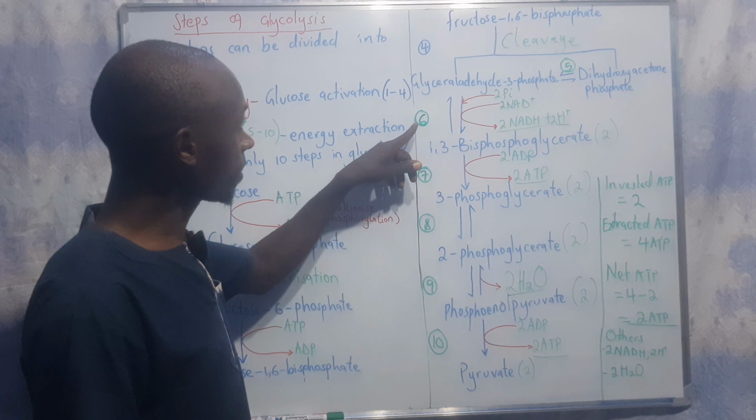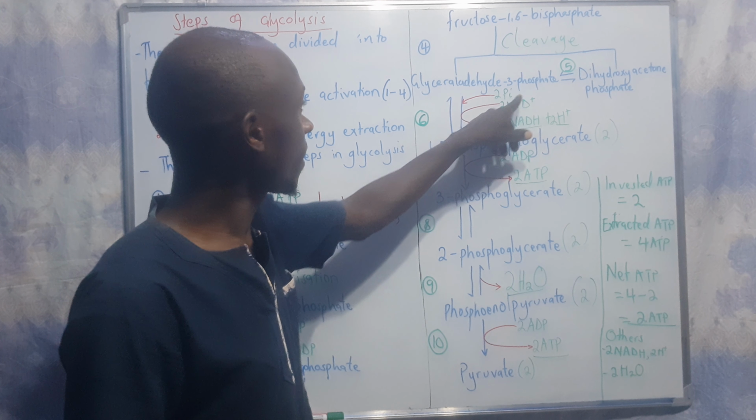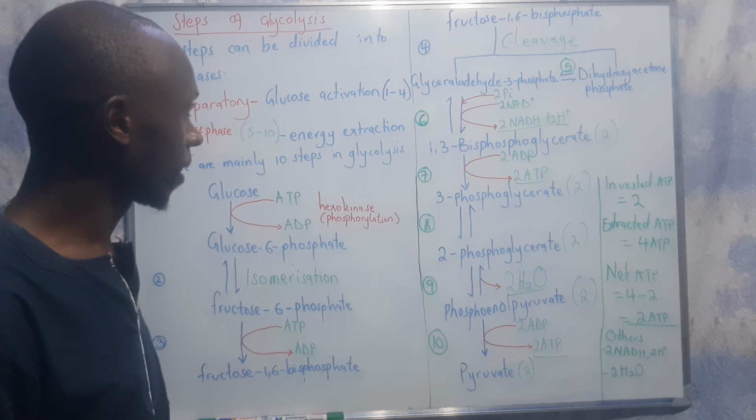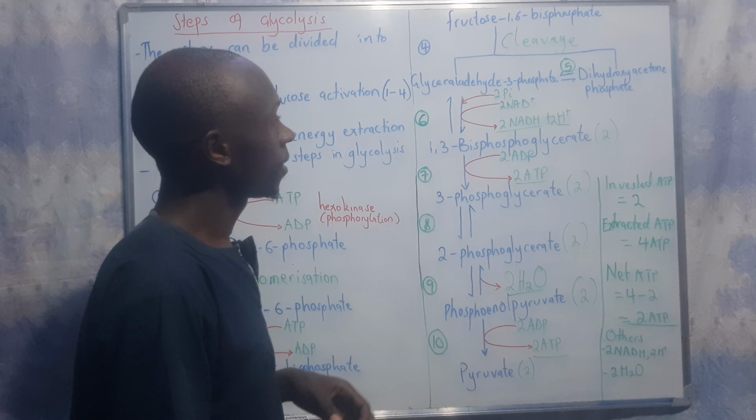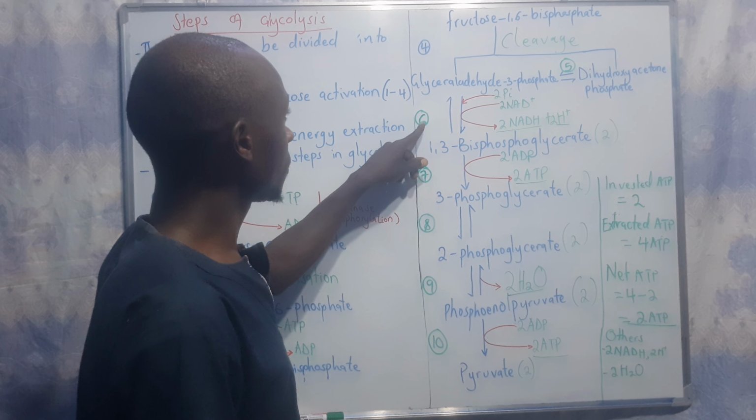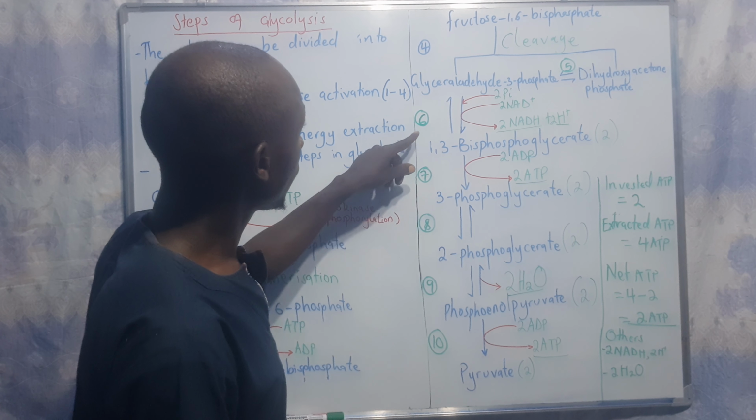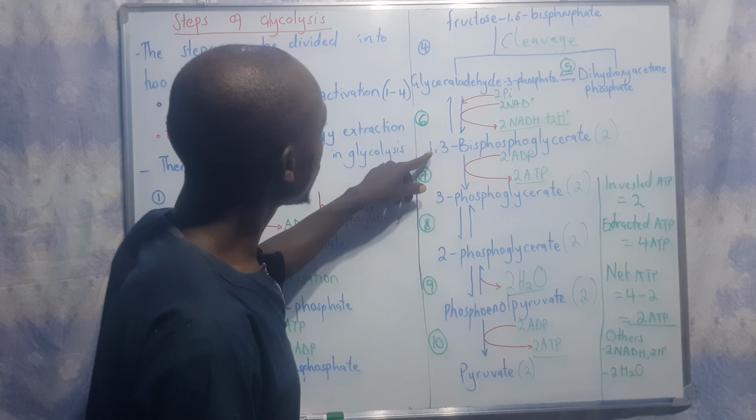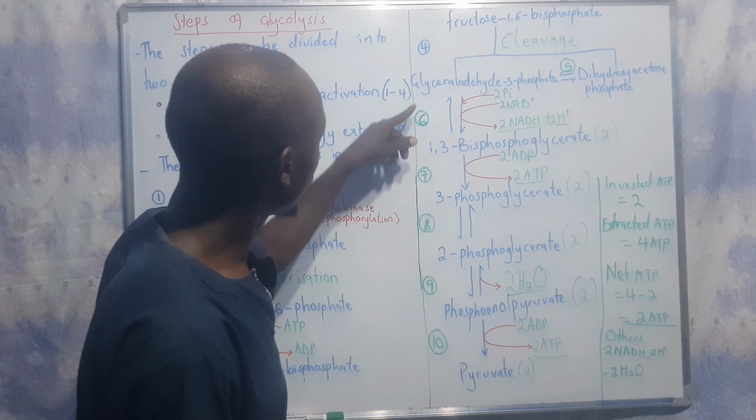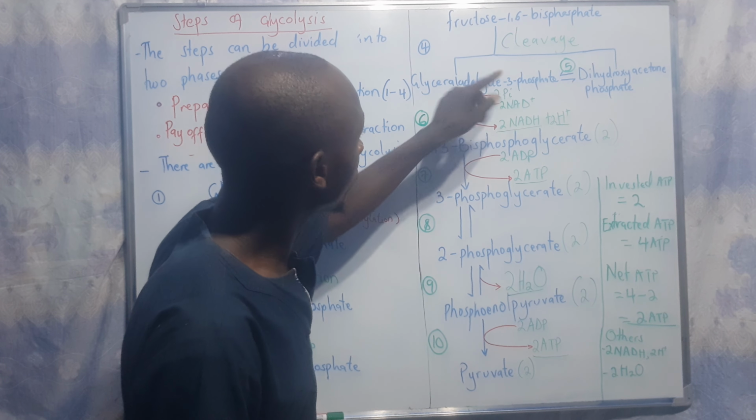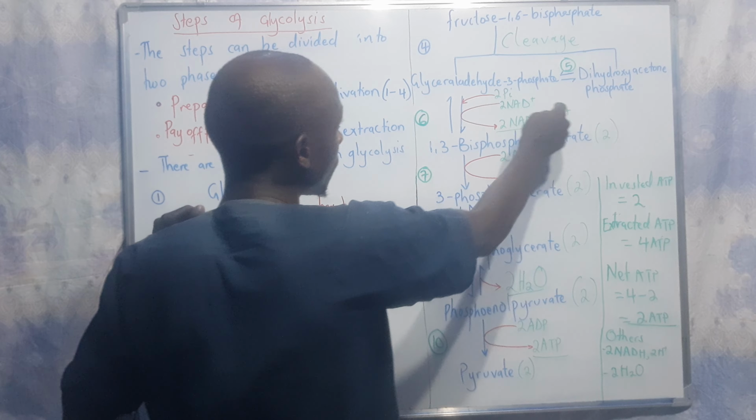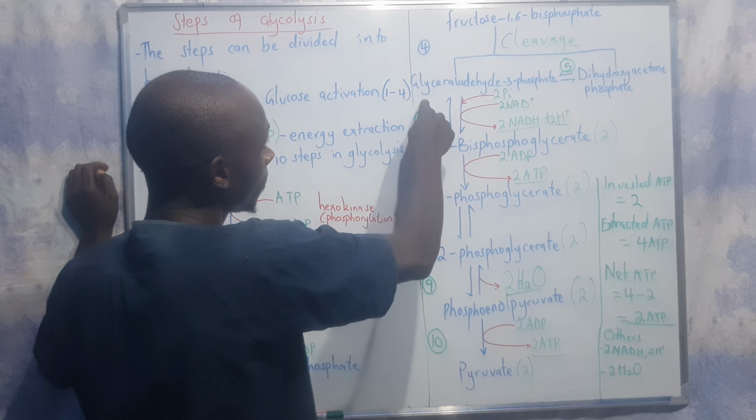Entering stage number 6, from stage 5 up to 10, we said that the payoff phase starts from there. That is, we are going to see how much ATP is yielded, and other molecules. In stage 6 up to 10, we are going to see two molecules of each compound. Why? Because the glyceraldehyde 3-phosphate was one molecule, and another molecule was isomerized from the dihydroxyacetone phosphate to form a second molecule of glyceraldehyde 3-phosphate.